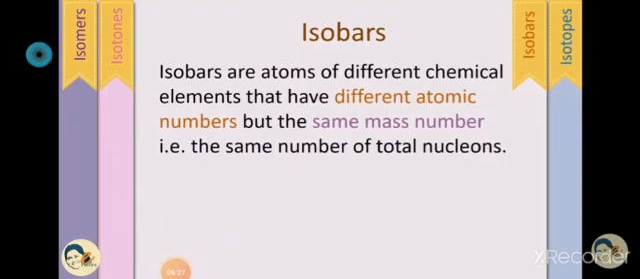Now we are going to see about isobars. Isobars are atoms of different chemical elements that have different atomic numbers, but the same mass number. That is, the same number of total nucleons. In isotopes, we already saw that they have the same atomic number. But here, isobars have the same mass number. That point should be noted.